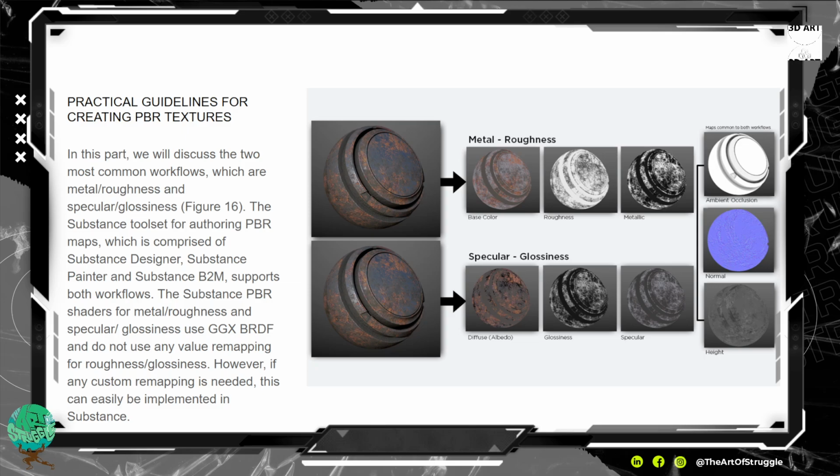All right, the Substance PBR shaders for metal roughness and specular gloss use the GGX BRDF shader and do not use any value remapping for roughness/glossiness. However, if any custom remapping is needed, this can easily be implemented in a program like Substance. All right, there's also Quixel Designer. Like I said, there's also Marmoset as well.